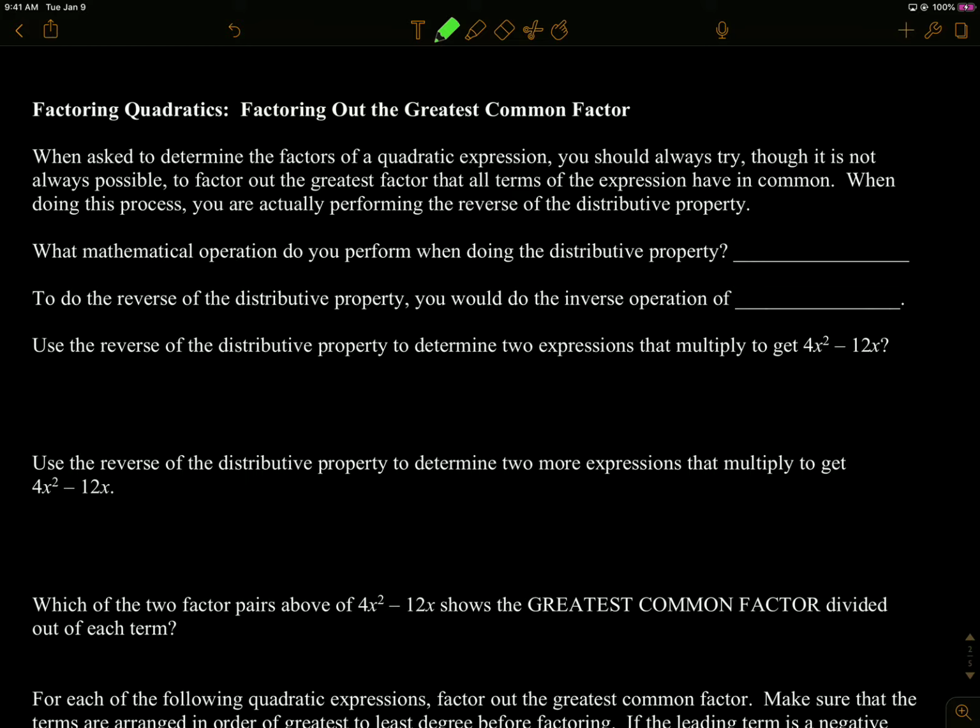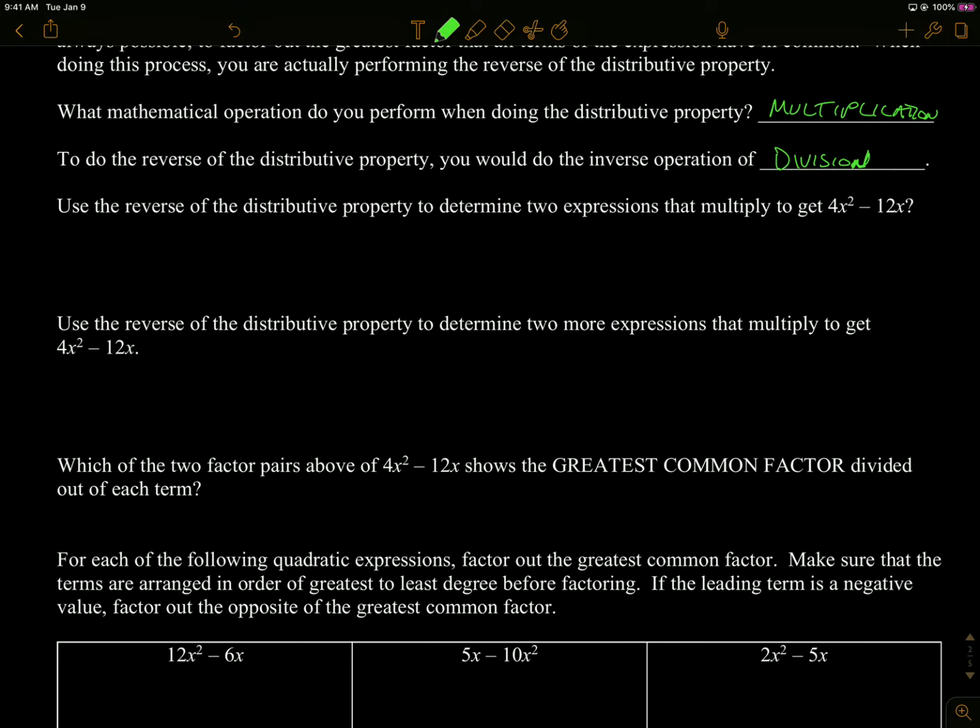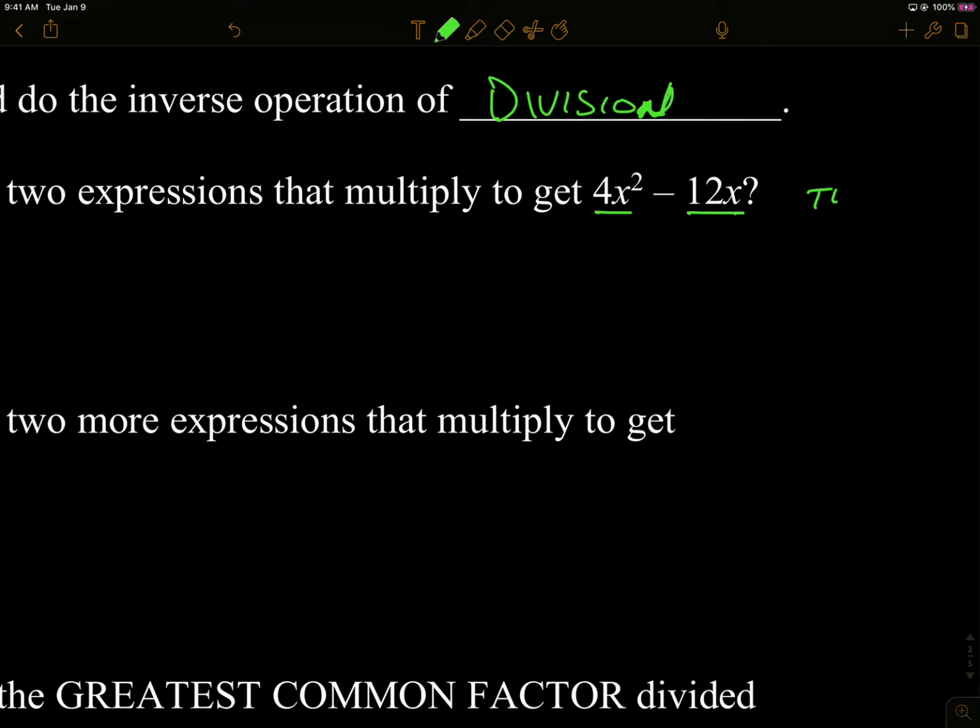Okay, so welcome back. What mathematical operation do you perform when doing the distributive property? It's multiplication. To do the reverse of the distributive property, you would do the inverse operation of division, the inverse of multiplication. So when we're trying to figure out what our common factor is, or we're trying to find out what the factors are, if we know one, we divide it out and we get the others. So use the reverse of the distributive property to determine two expressions that multiply to give us that. So we've done this again. We're looking for a common factor. So there's two terms.